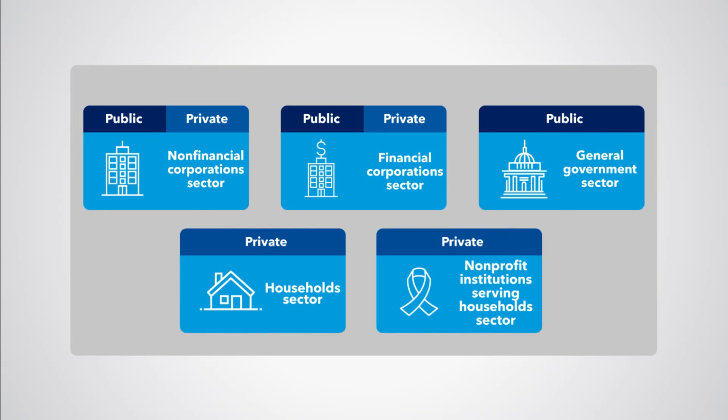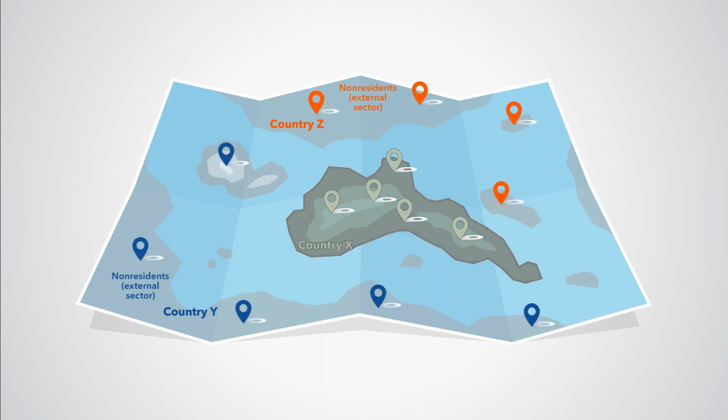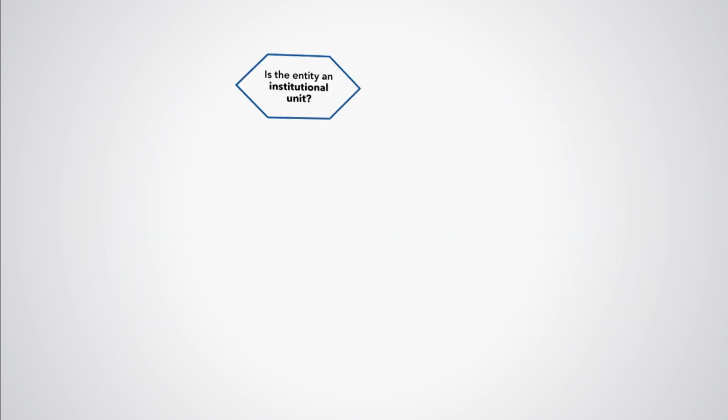GFS and PSDS are compiled for all resident units, except for non-resident special purpose entities of government that are involved in fiscal activities. Therefore, we need to determine if an entity is a resident of the domestic economy. If it is not a resident, the entity is classified as part of the rest of the world, a non-resident. If it is a resident, we must determine whether the entity is an institutional unit.